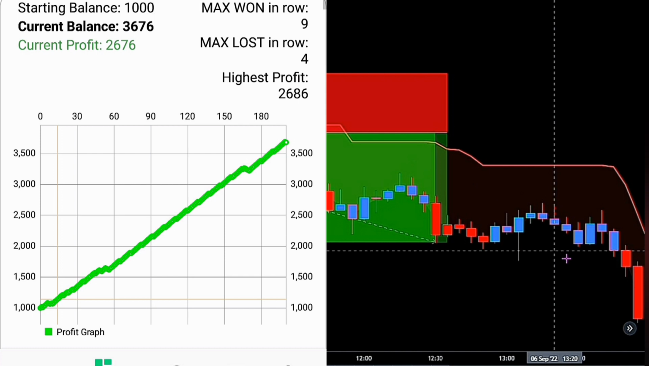The profit factor for this strategy is looking good, I guess, and we had 9 wins in a row against 4 losses in a row, so yeah, I'm definitely happy with these results.